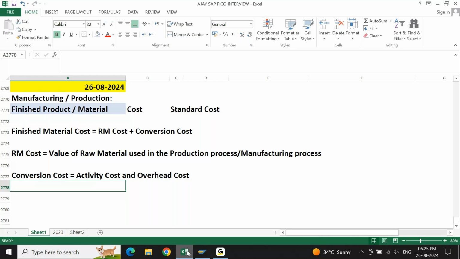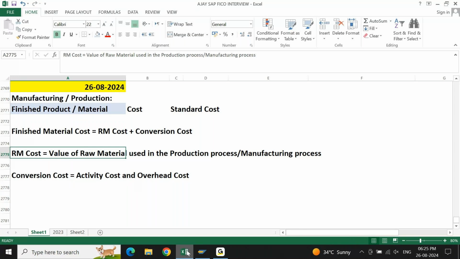Now this raw material cost, RM cost, is coming from value of raw material that is used during the production process. Now activity cost is coming from where? Based on what? Routing, sir. Based on the particular activities which are taking place in manufacturing process. Right. How do you term these activities in production process? Routing. This is basically activity cost coming from routing.